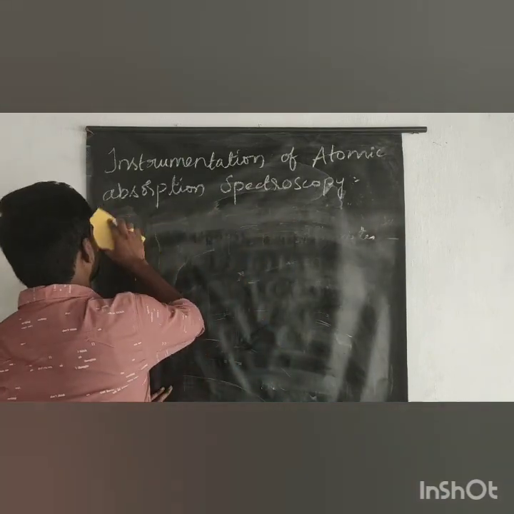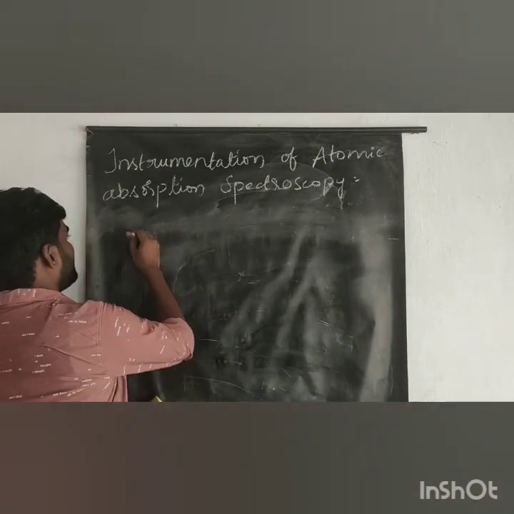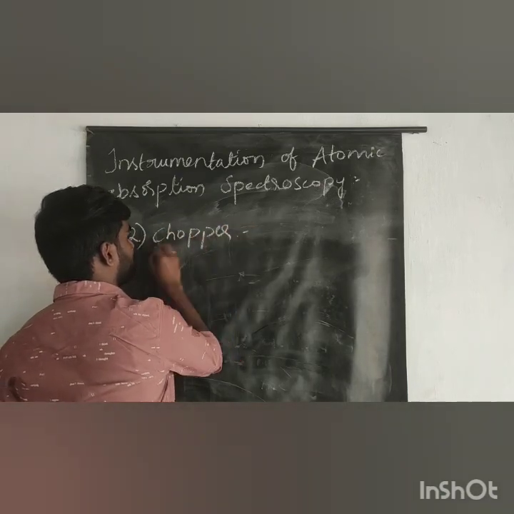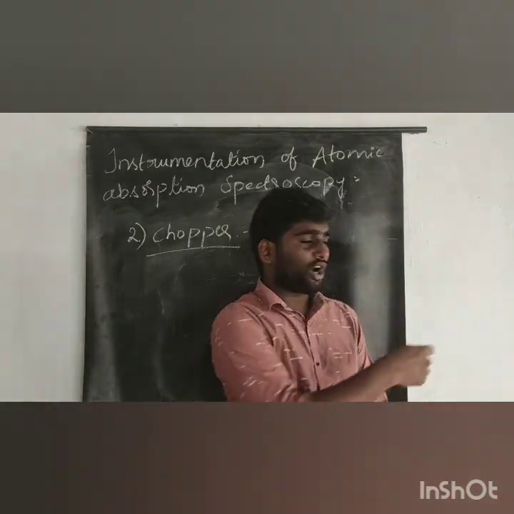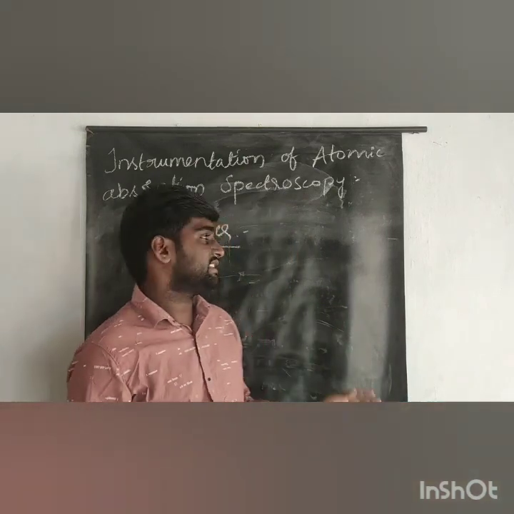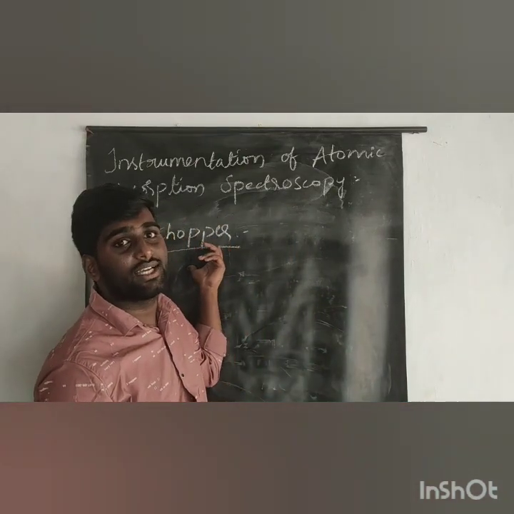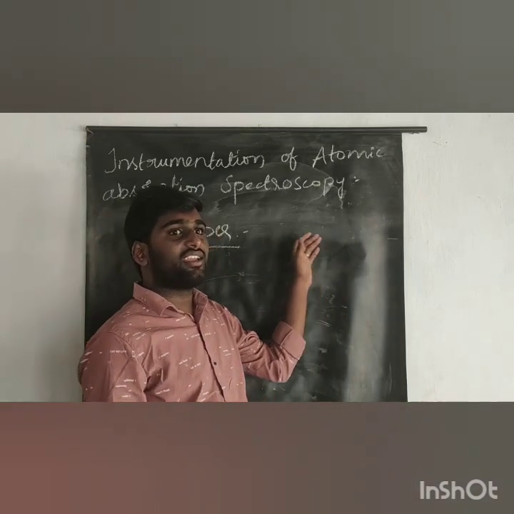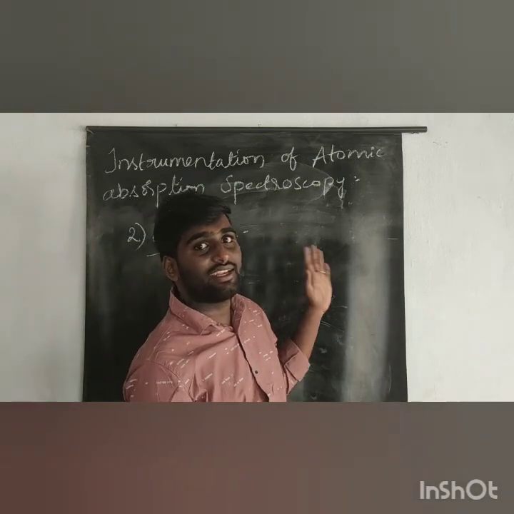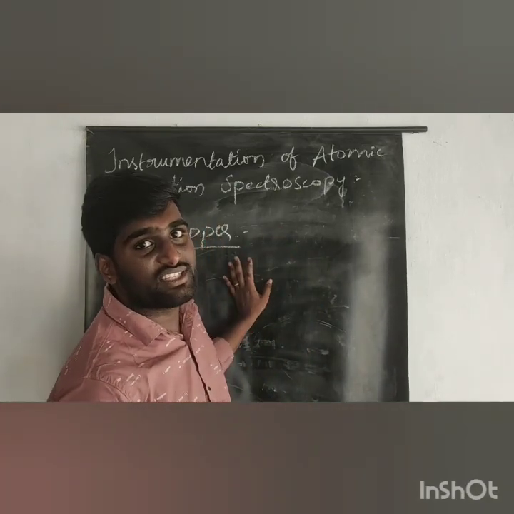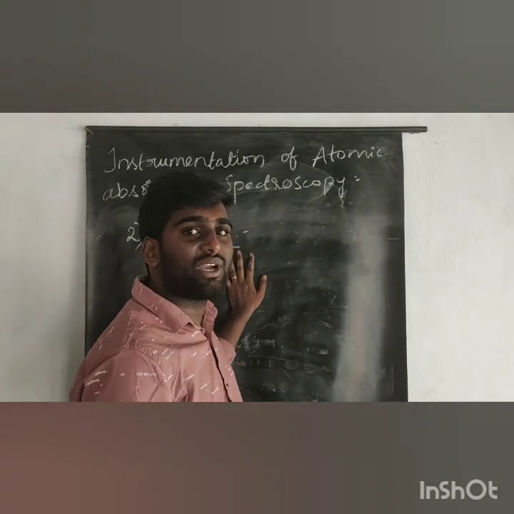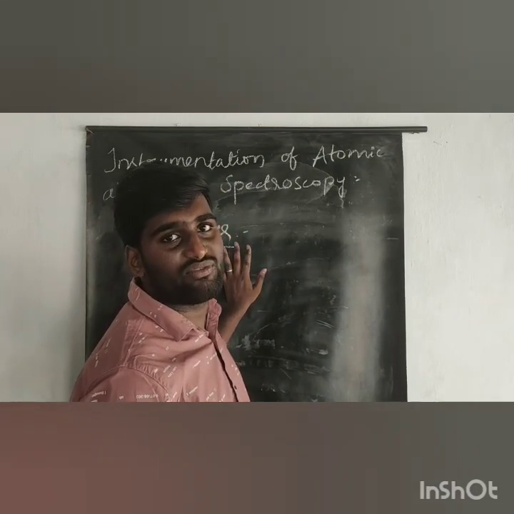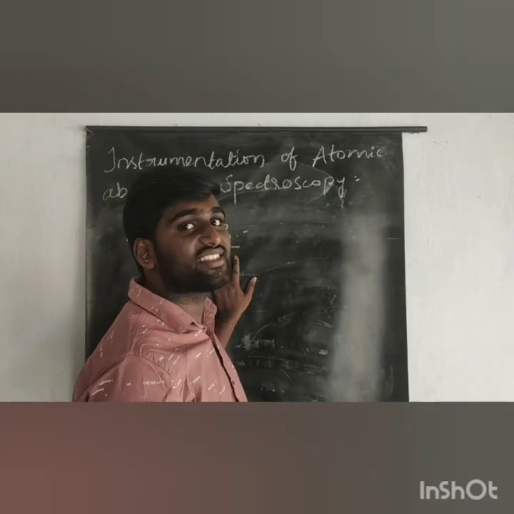And next is the chopper. What is a chopper? A chopper is a rotating wheel. It is in between the hollow cathode lamp and the flame, and it breaks the strike of light in between the hollow cathode lamp and the flame. It is a rotating wheel. So this is the chopper.